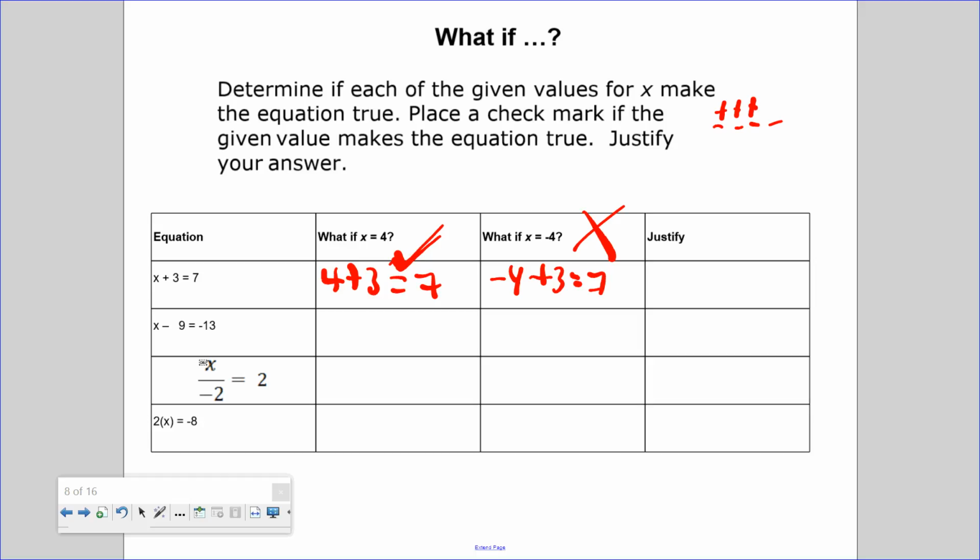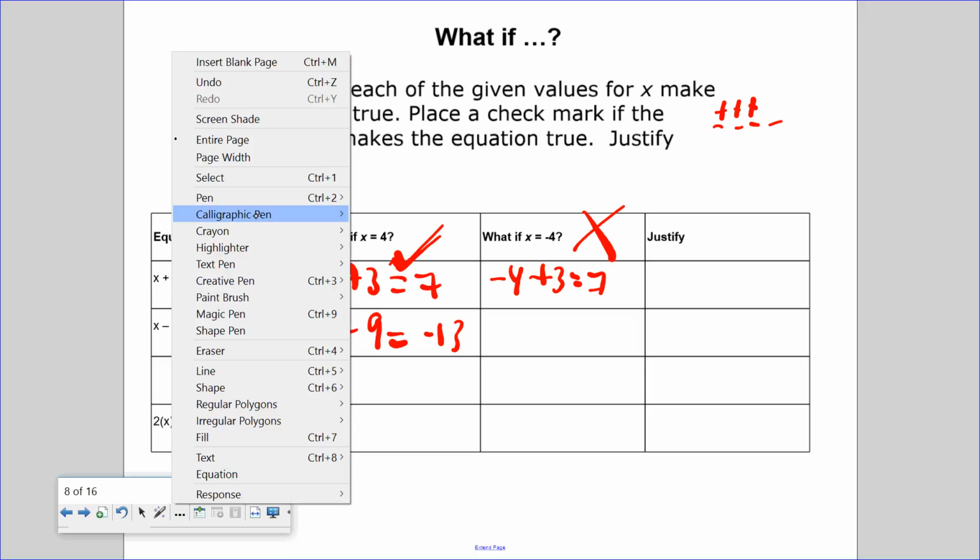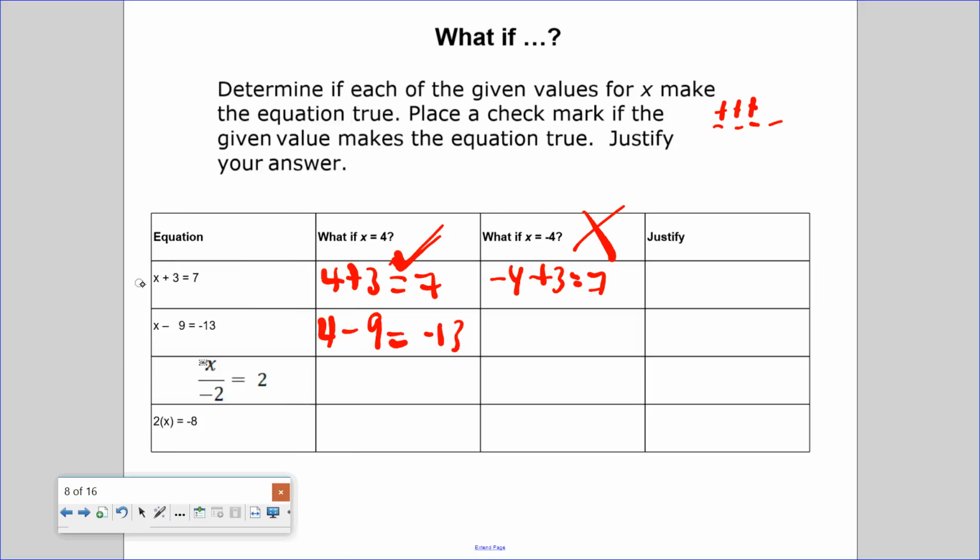Next one. x minus 9 equals negative 13. If I replace or substitute x with 4, 4 minus 9 would be negative 5. Again, how do we subtract an integer? We have to go back to the previous lesson to remember this. Remember something called add the opposite. 4 plus negative 9 is negative 5. Let's see if the next one is correct. Negative 4 minus 9.